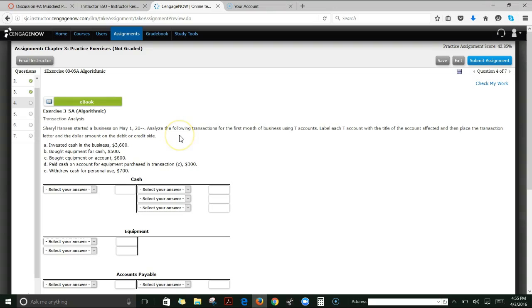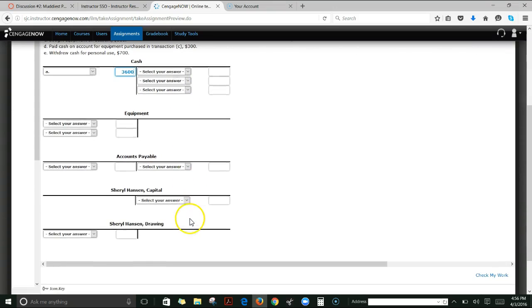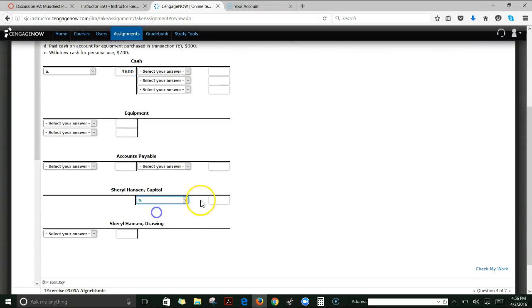So the first one, as I said before, before you can start a business, you've usually got to come up with some cash. So you invest cash in the business, whether it's a loan or whatever it is. So in this case, we select letter A and it's $3,600. And then we also increase our capital. So letter A, $3,600.